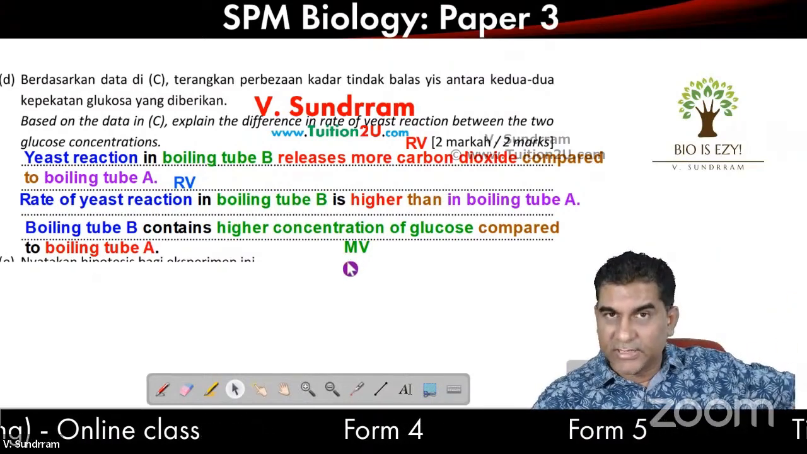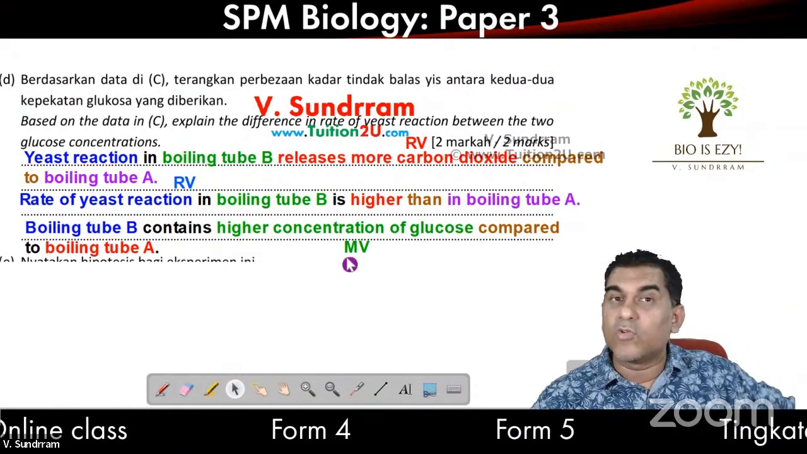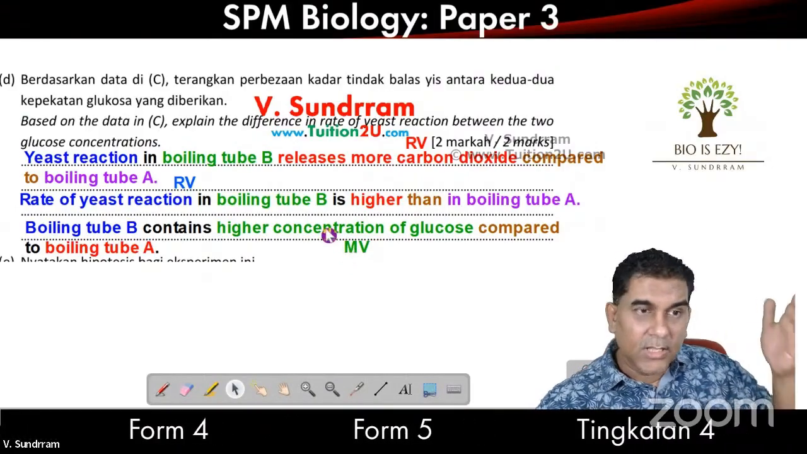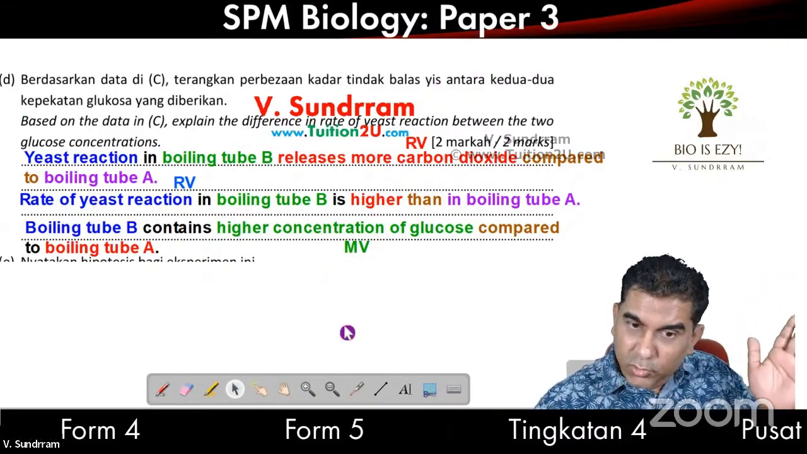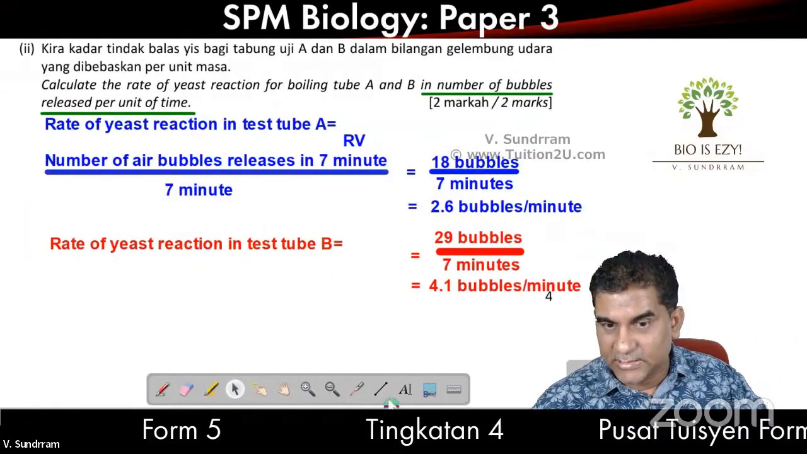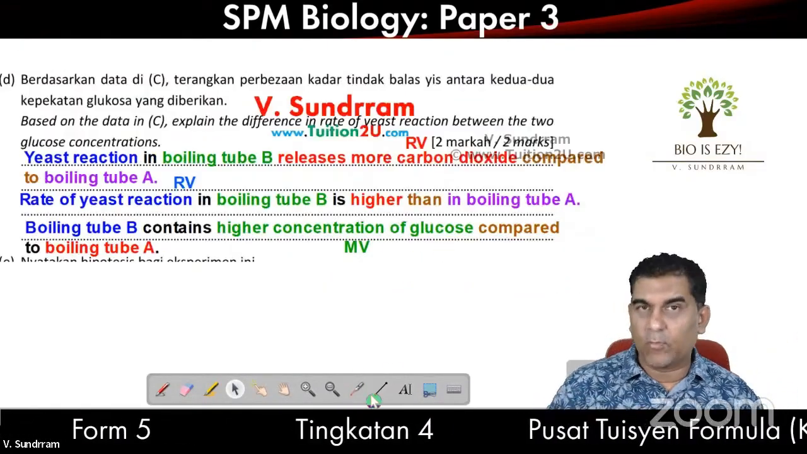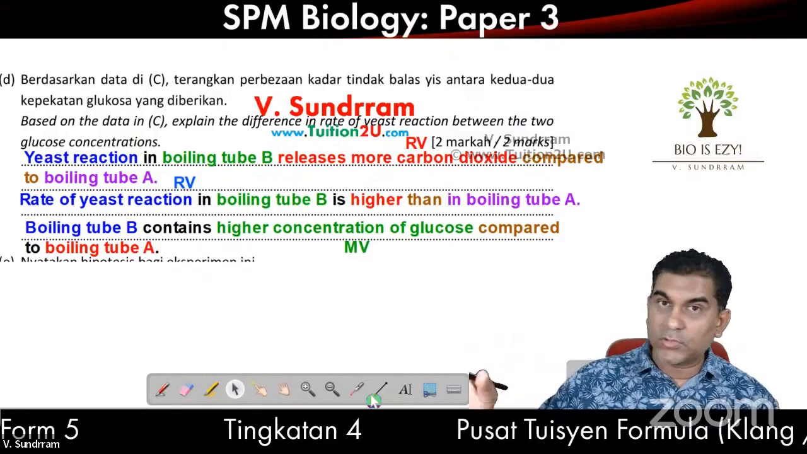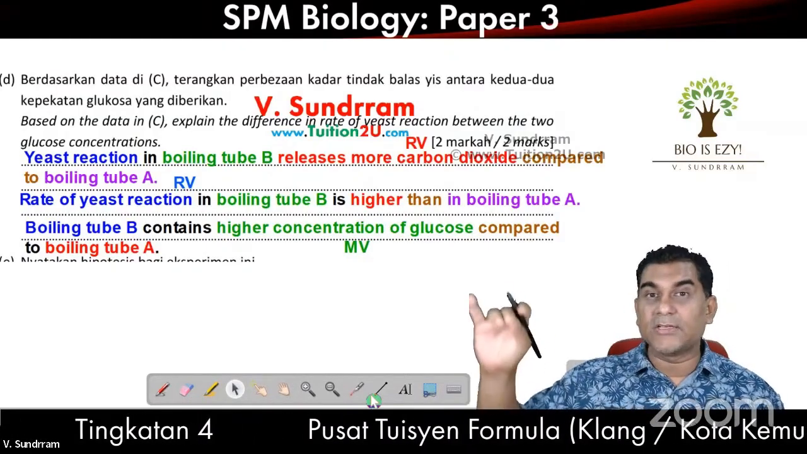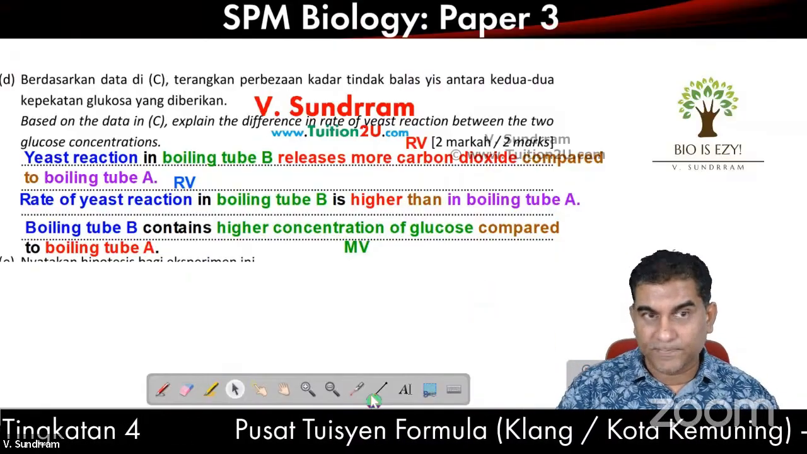Higher rate of reaction because there is a higher glucose concentration. Your result shows B is higher than A in rate of reaction. Here we are explaining why: more CO2 is released, and there is a higher rate of yeast reaction because of the higher concentration of glucose.